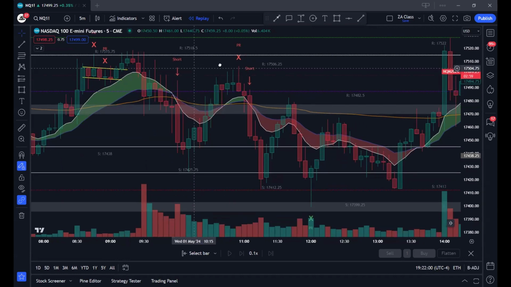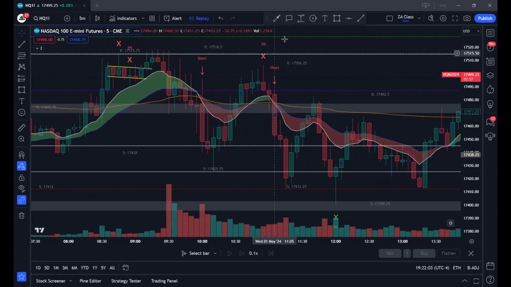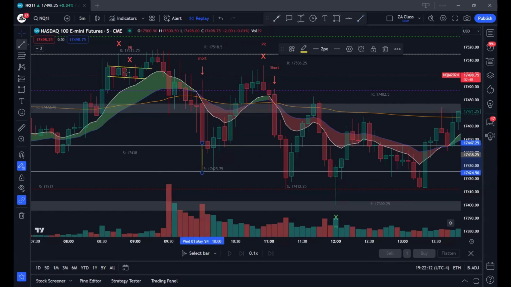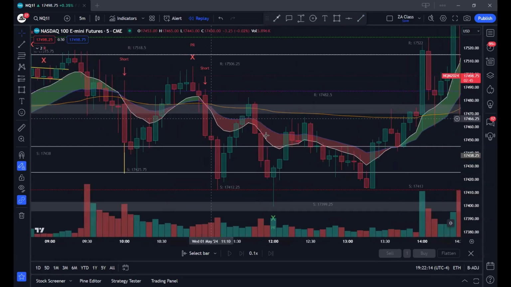Let's talk about the next signal, which was a short signal. Again, there's a little bit of chop earlier in the day, so it didn't have the most follow through. But if you take that to the next level of support, you'll see that there. Now, what really stood out was the next few signals.